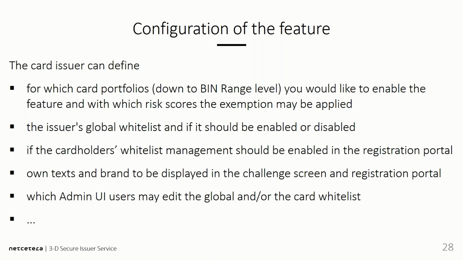Then in the configuration of the merchant whitelisting, you can choose with which risk scores it should be allowed at all or not allowed. So if you have maybe 4 risk scores coming into the ACS from your risk tool, you could then define with which of these scores this exemption may be applied. Then you have this global whitelist that you can use to manage the rollout as well.